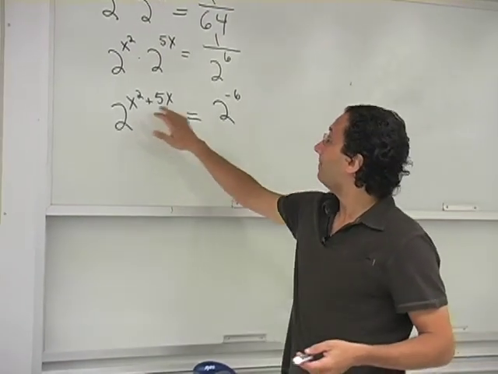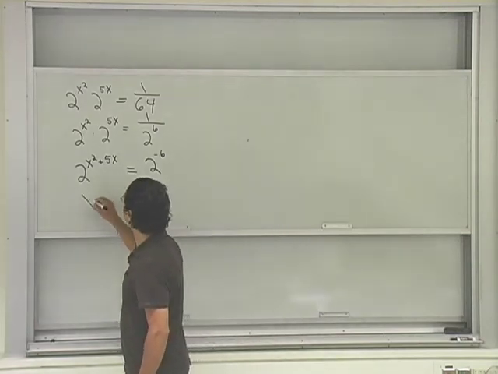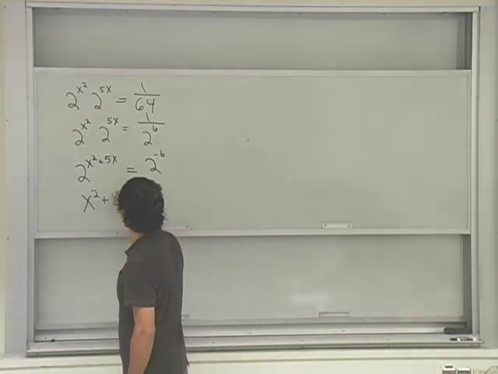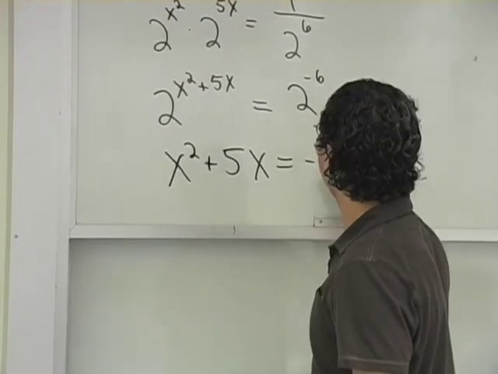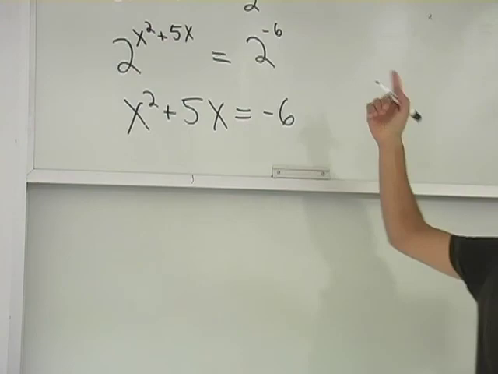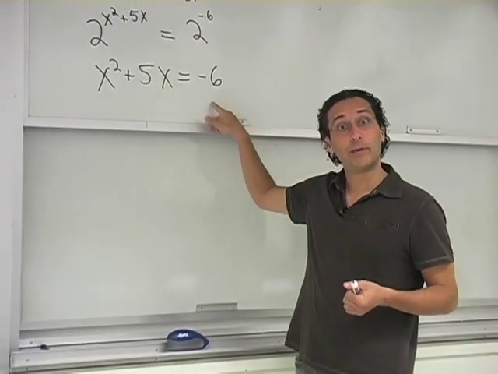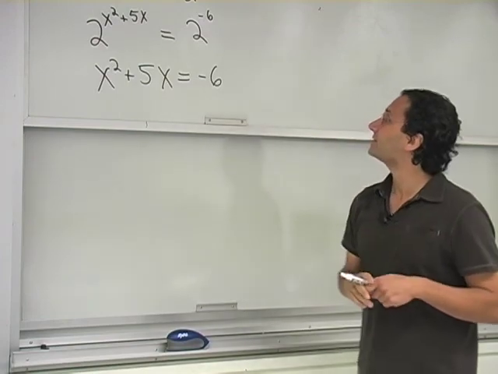Well, now that we have the same base on both sides, all we need to do is set the exponents equal to each other. So we have x squared plus 5x equals minus 6. And we've now transformed our exponential equation into a quadratic equation. So how do we solve this guy?